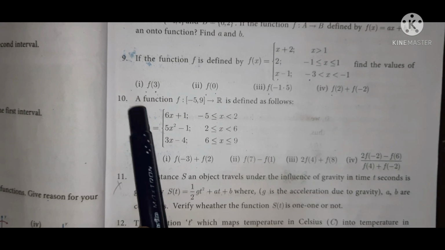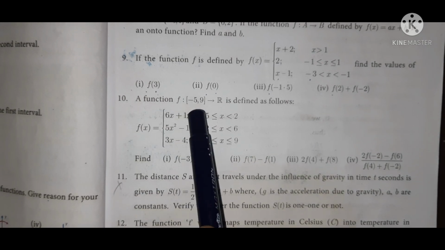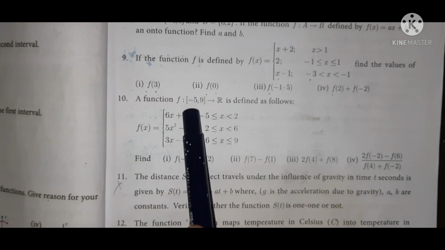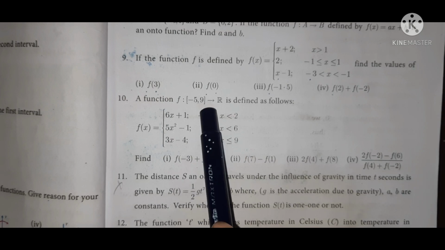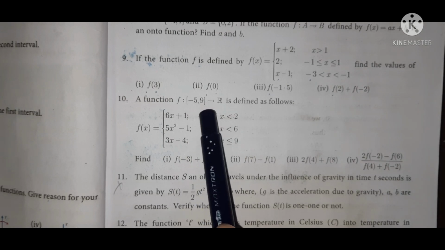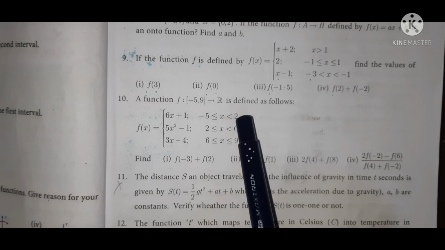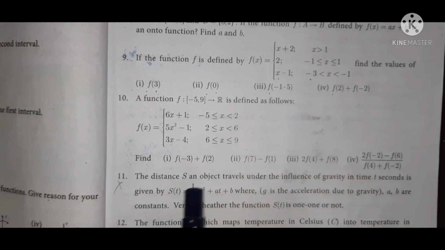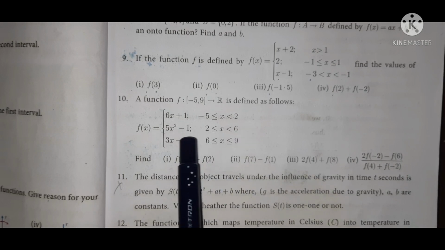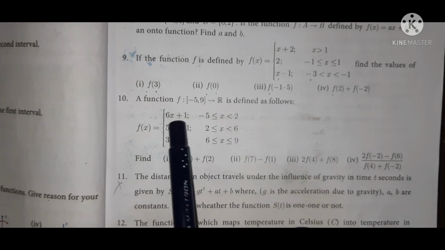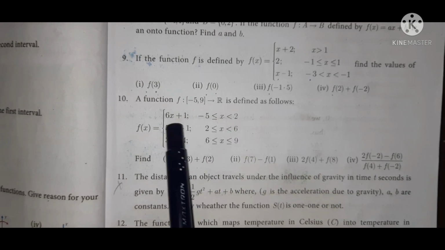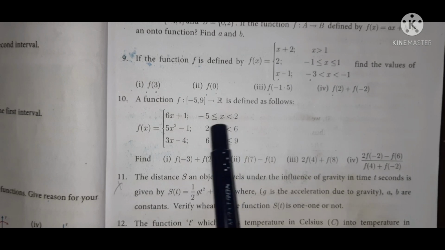Exercise 1.4 tensor. A function f mapping the closed interval minus 5, comma 9 to the real numbers is defined as follows. F of x is equal to 6x plus 1, first function. That function lies in between.